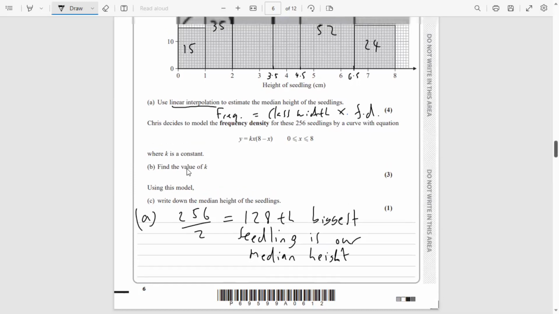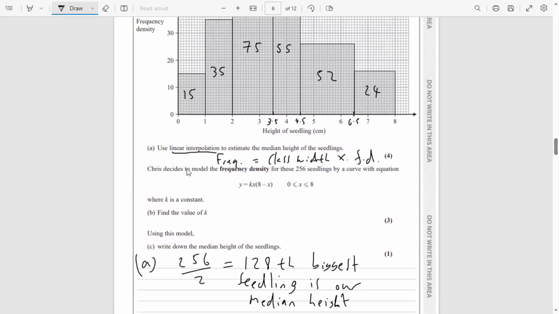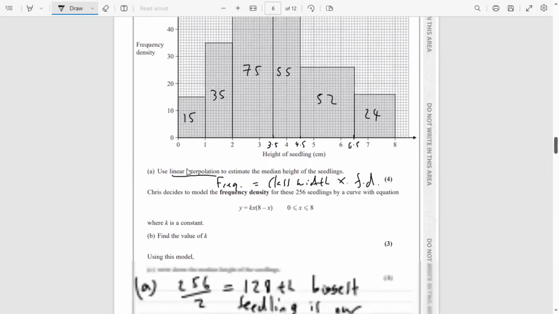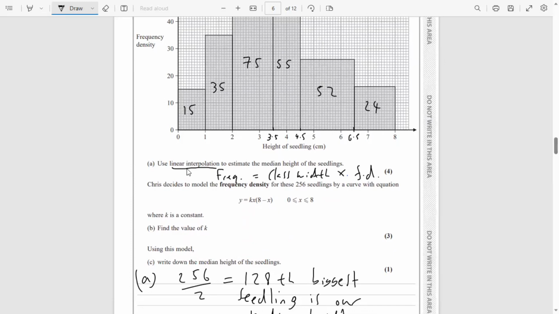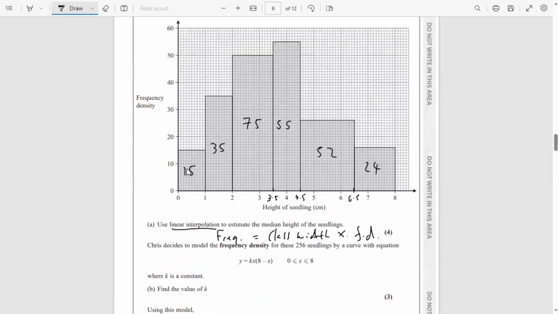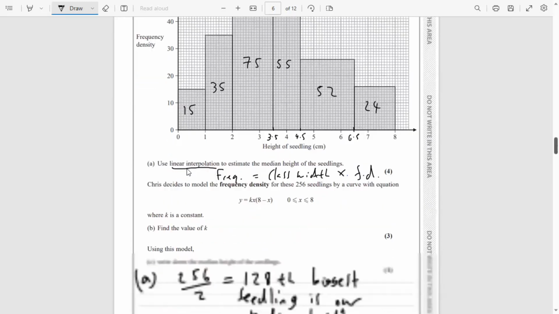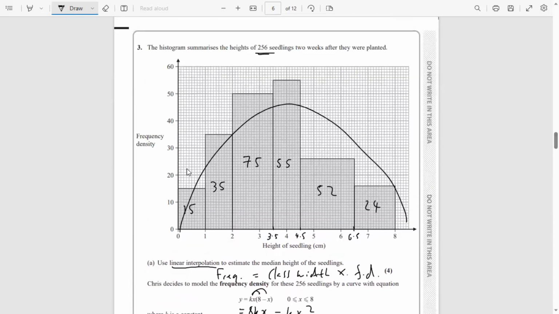So obviously, if you're modeling frequency density, so if you're modeling this histogram here, which is what he's trying to do, so he's got this curve and he's basically trying to model the histogram using this curve. So you've got this kind of, well, it's a quadratic curve. How do we know that? Because when we expand the brackets, that times that times that, we would get 8kx take away kx times x, which is kx squared. So this is a quadratic. K is just a number, just any random number. This is a quadratic. So basically it's going to look some kind of quadratic like that. And he's using this quadratic as a model for this histogram. That's basically what he's doing.